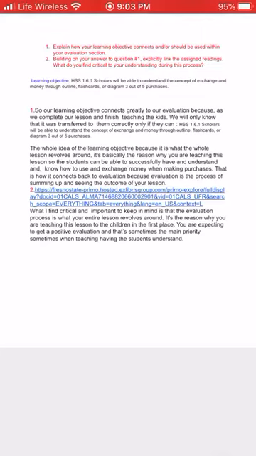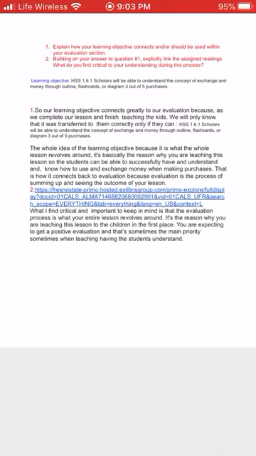So what I find critical and important to keep in mind is that the evaluation process is what your entire lesson revolves around, basically. So what I'm meaning by that is that you're doing this lesson and you're following this learning objective because you want this certain evaluation. So I think that's critical and important to keep in mind because it's kind of what your entire lesson revolves around, what you're aiming for. It's the reason why you're teaching this lesson to the children in the first place.